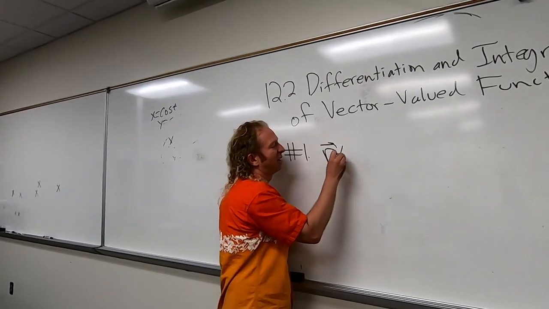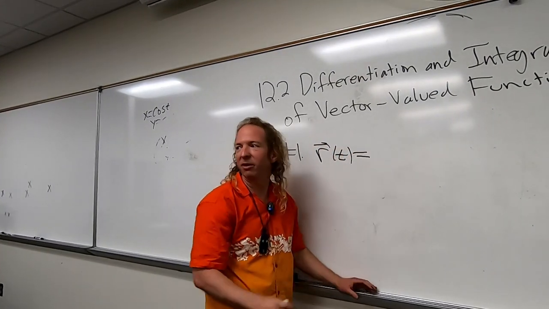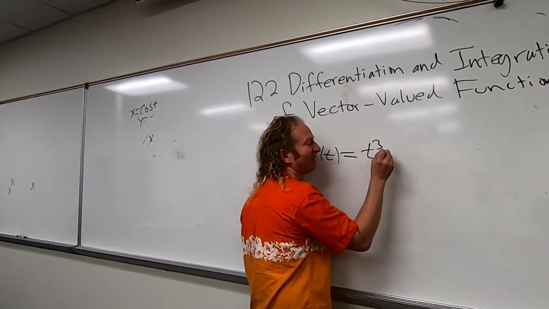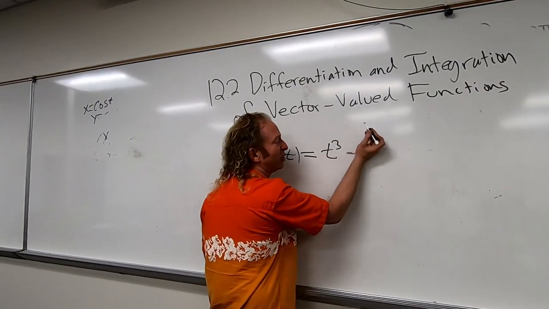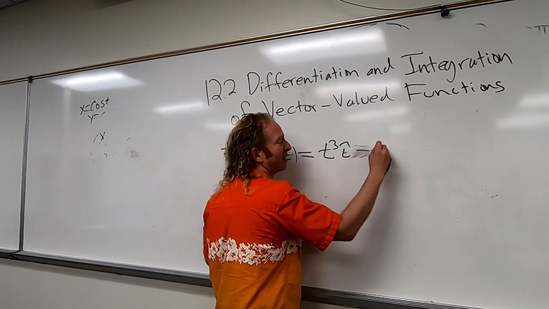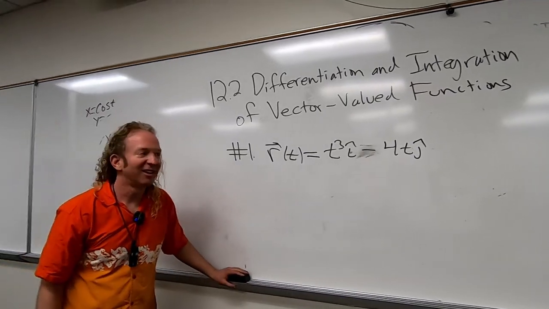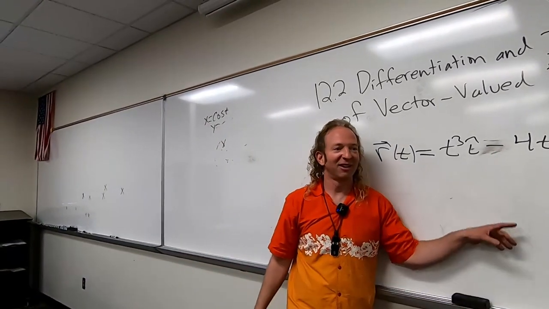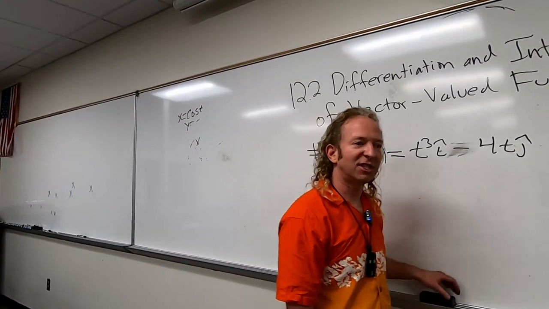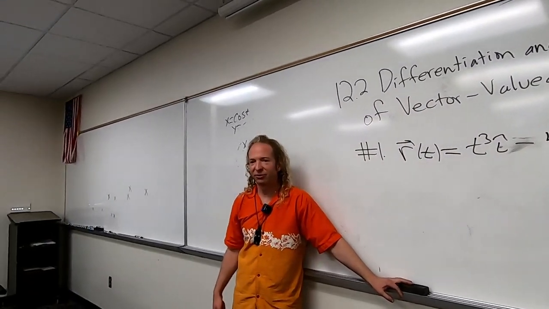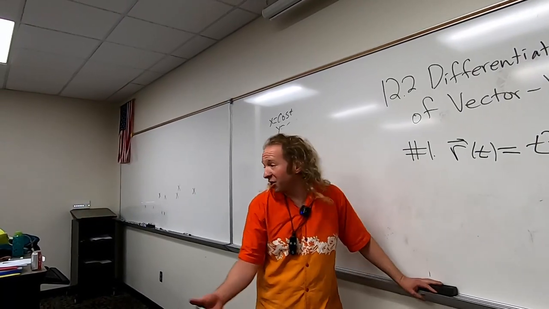R of T. I already forgot what it was. Anyone have the homework up? T cubed I minus 4TJ. Sounds like someone's name, right? TJ hat. Oh, it doesn't have the hat on that TJ? The bold, okay. So the question is to find the derivative.